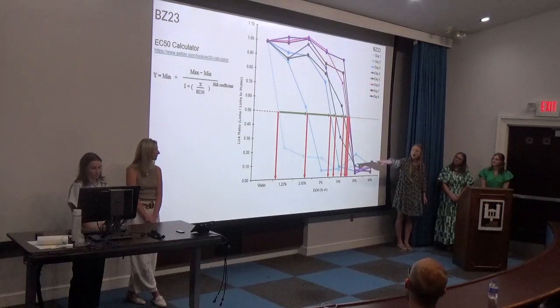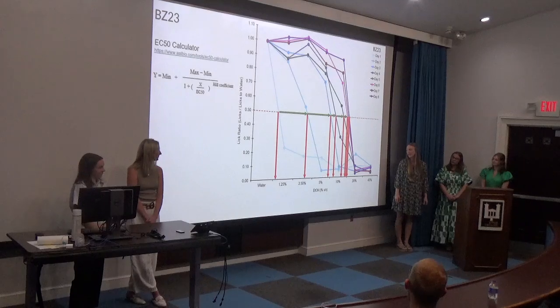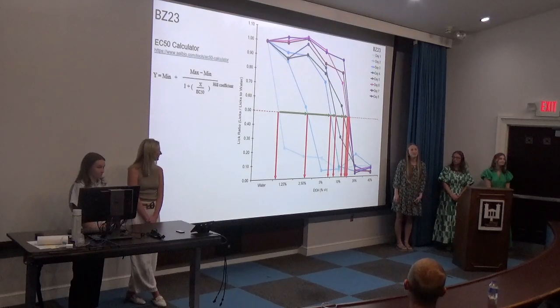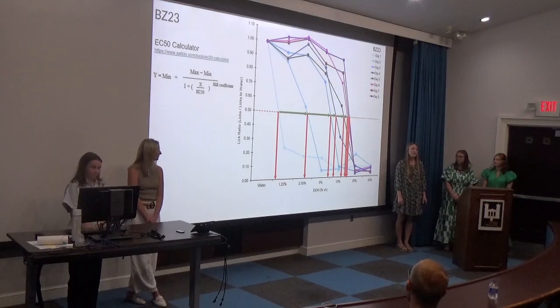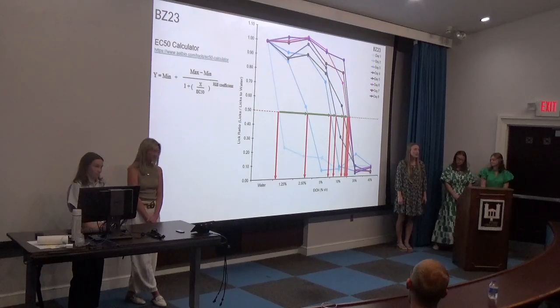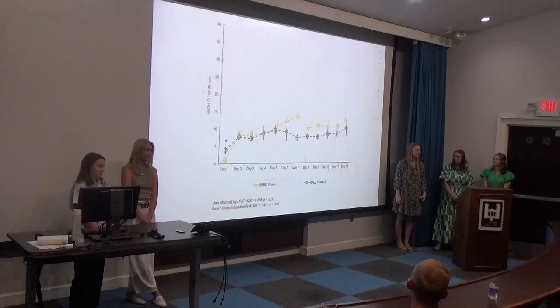You can see on day 1 that the rat was accepting of around 1% ethanol, but by day 8 it was at around 15%. So you can see that significant shift over time. Ultimately, calculating the EC50 values allowed us to quantify acceptance over time and make some insightful comparisons in our experiment.